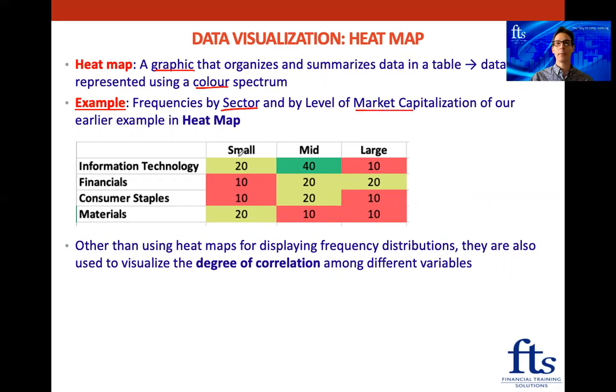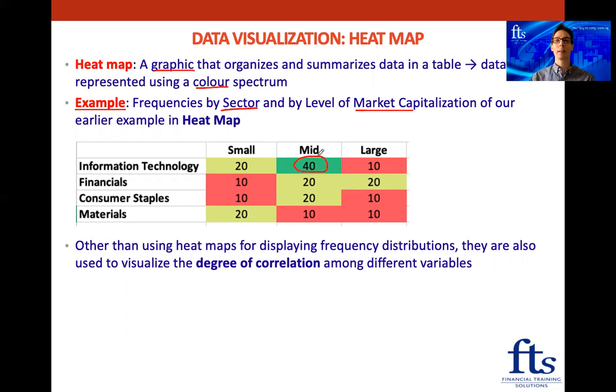So the market cap is the small, mid, and the large caps that we did before. What we can see is that if we've got a small number, we've got it in red. The tens are in red. The medium, the mid-range numbers are in a yellowy color, 20s, and then this is the big one. A big number is there in green.